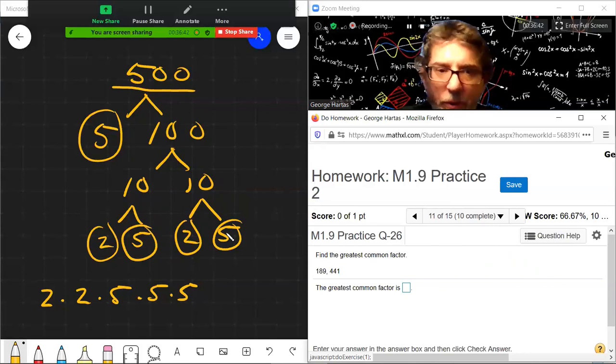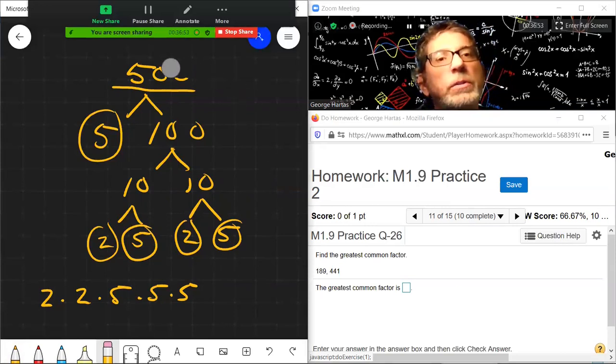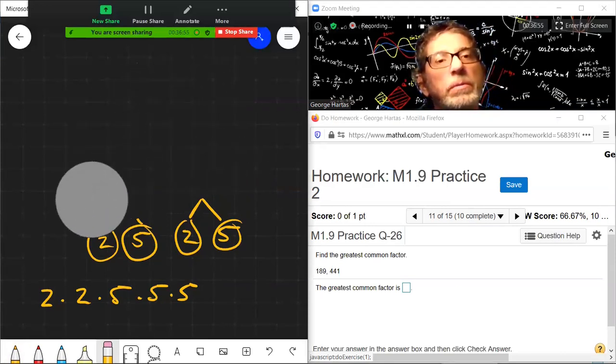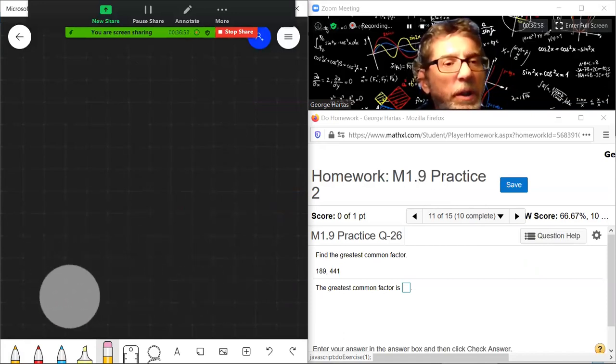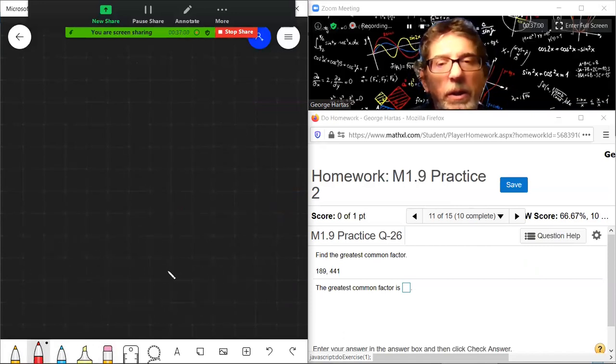All right, we're about to switch gears here. So I think you got the hang of the factor tree technique to find prime factorization. Here we go. There's something that's called greatest common factor. So the greatest common factor is the biggest number that divides into two or more other numbers. So let me give you a smaller example before we dive into this thing.